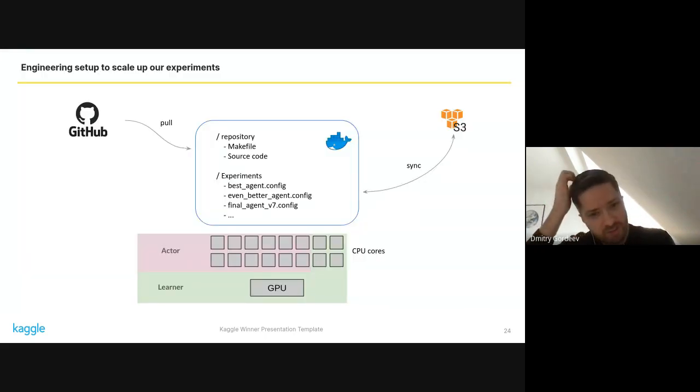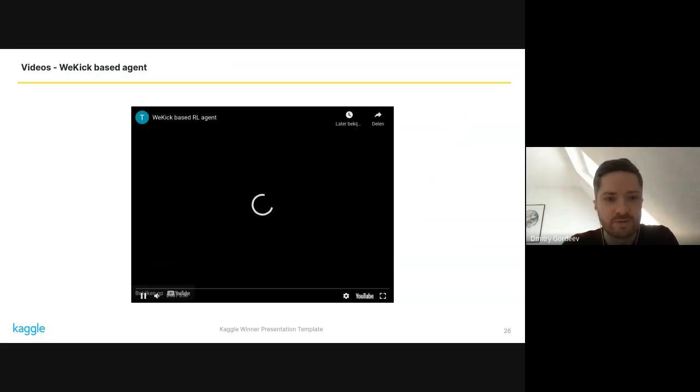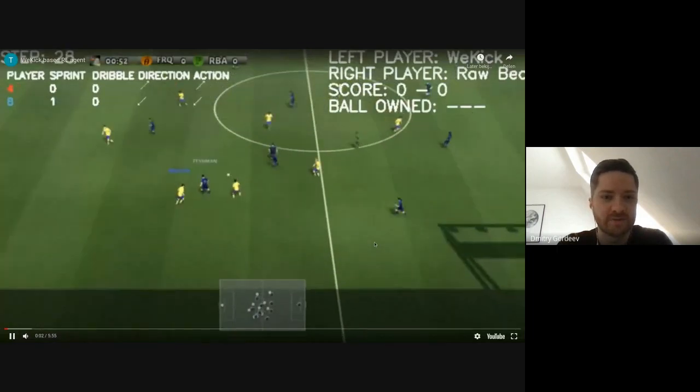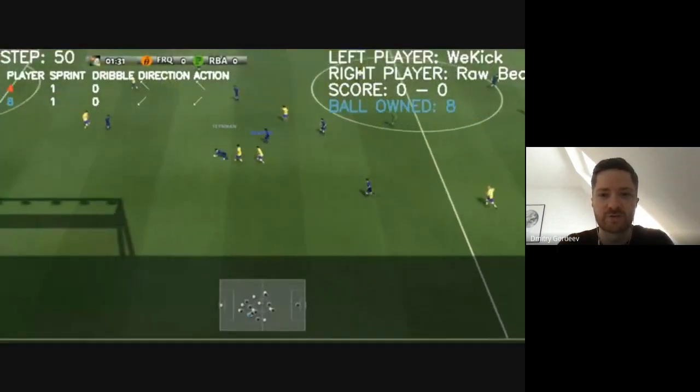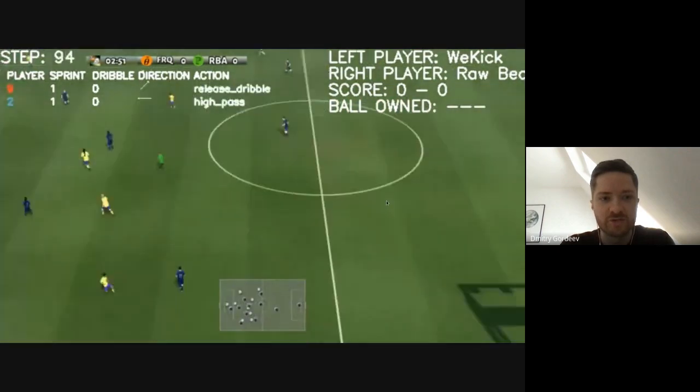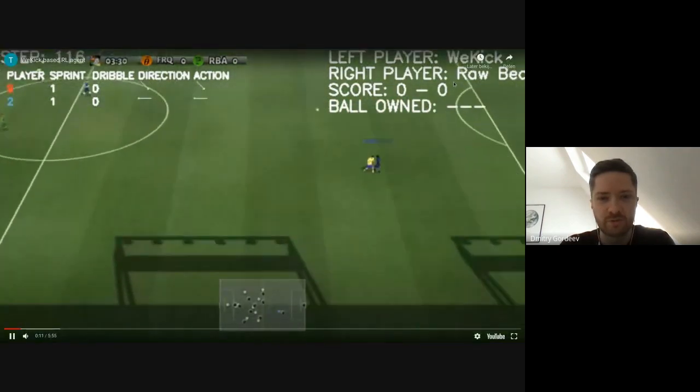Let's jump to the videos. Let's look at the two of them, and later we'll discuss what is the difference. These are two kind of different strategies or approaches the agents in our pool took. So there were two clusters.